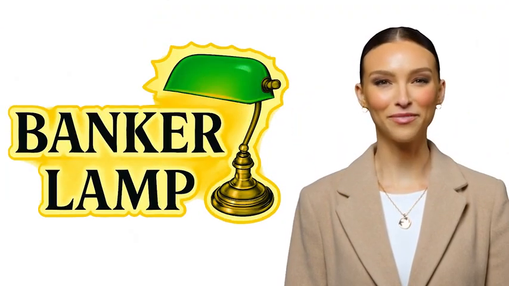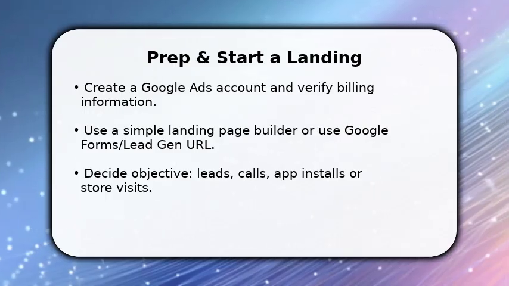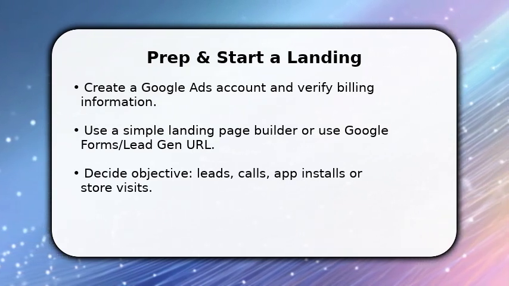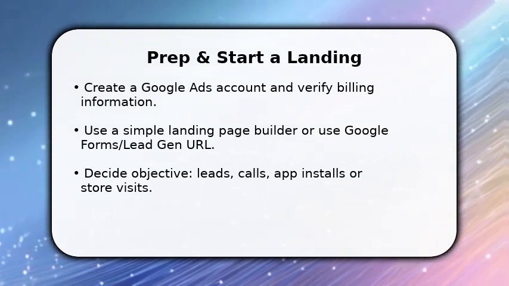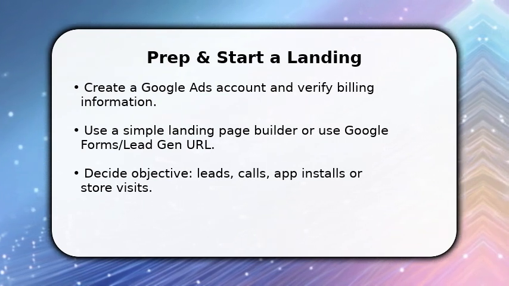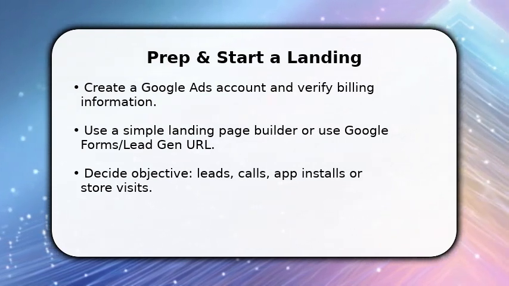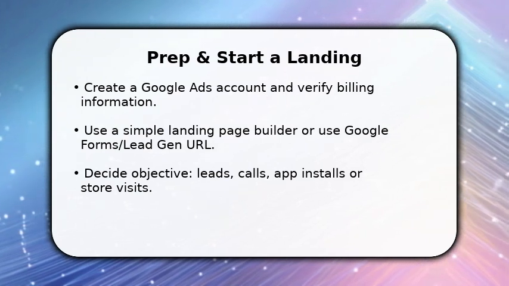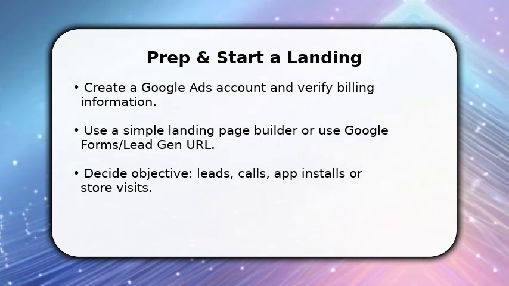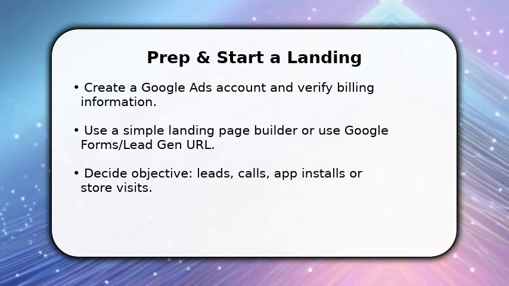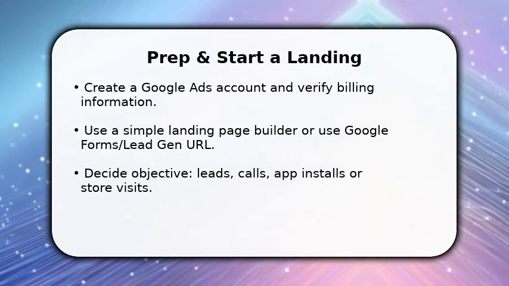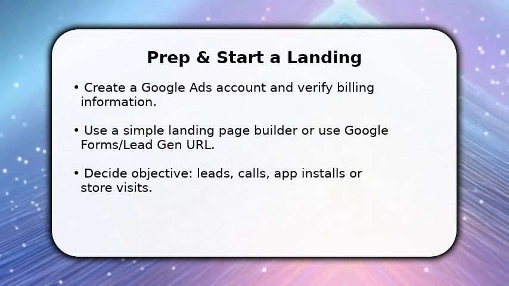Please enjoy the video. You'll begin by preparing assets and choosing a destination that isn't a full website. Create a Google Ads account and add billing, then pick a landing option: hosted form, Google My Business, App Store page, or phone number. Once done, set a clear campaign objective, calls, lead form submissions, or app installs, because Google optimizes differently for each.